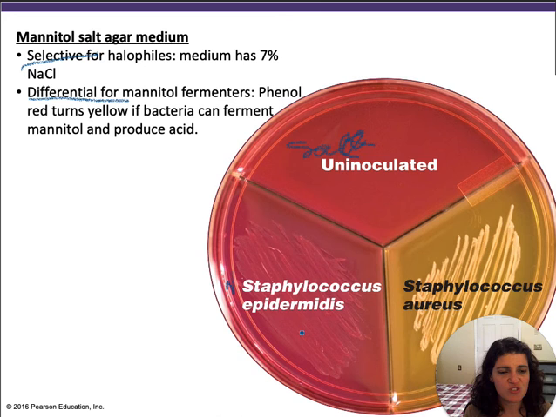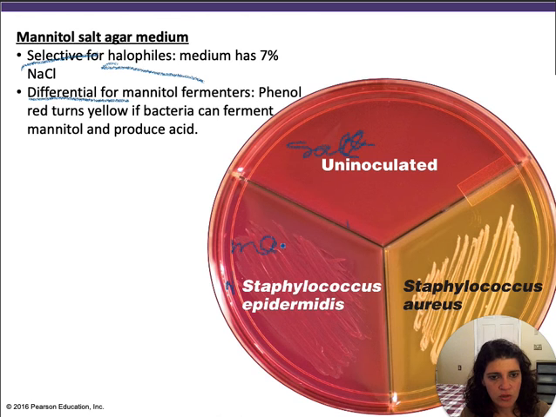And then what's the difference between the color? So the non-growth and growth defined by the amount of salt is the selective factor. The differential factor is the fact that they can grow in one color or in another color. If they grow pink, that means there is mannitol in this medium. Mannitol salt agar. Mannitol.